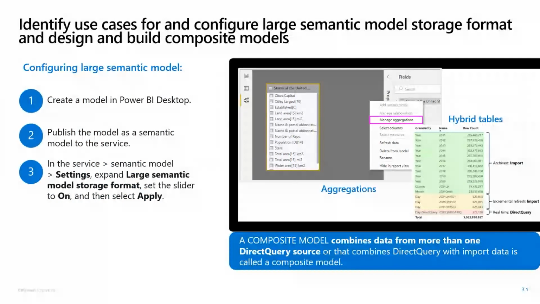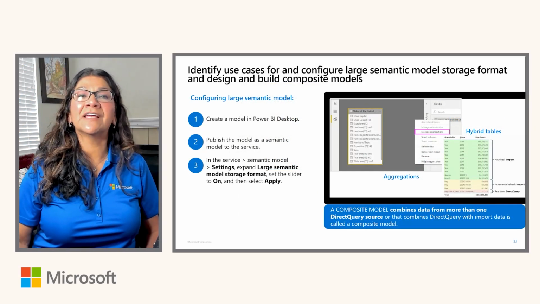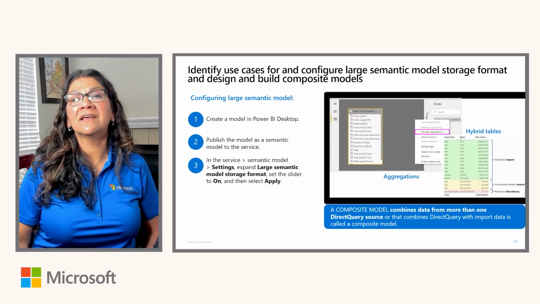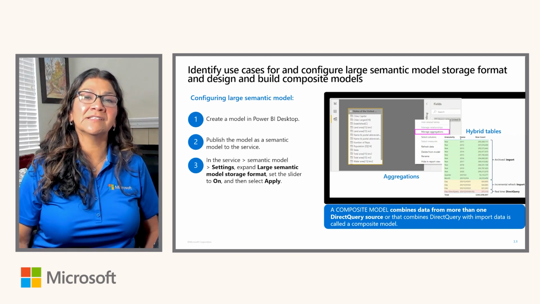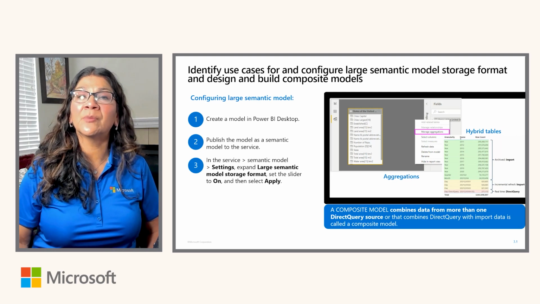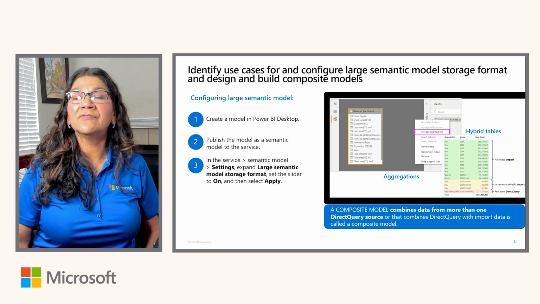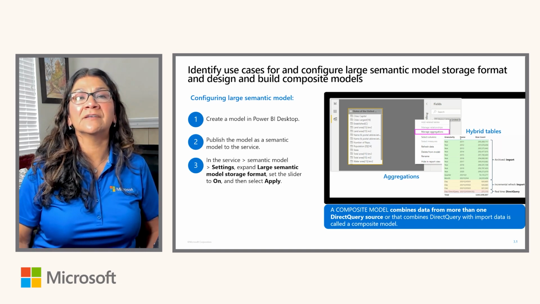Large semantic models in Power BI Premium are designed to handle extensive data sets and provide optimized query performance. They store data in a highly compressed in-memory cache, enabling fast user interactivity, scalability, advanced analytics, and even incremental refresh. Once you have created a model in Power BI Desktop and you've published it to the Power BI service, you can configure the large semantic model setting as shown here on the slide.